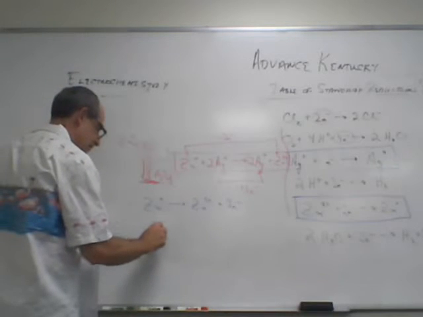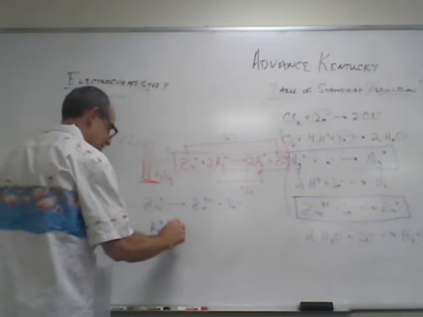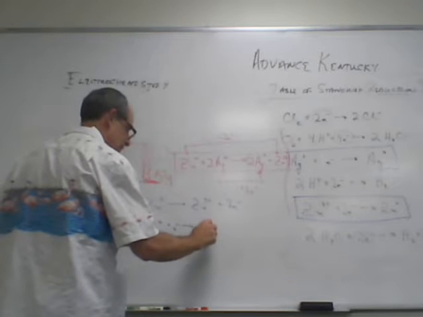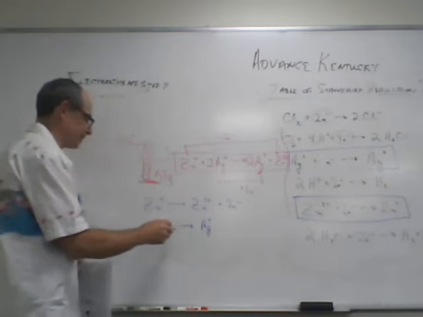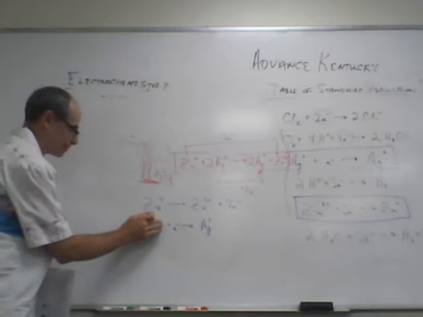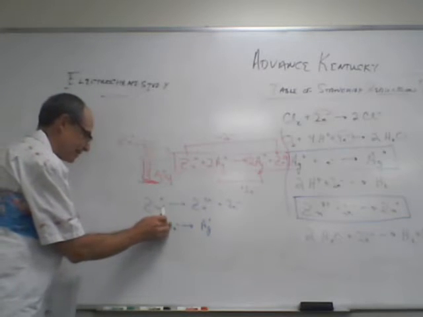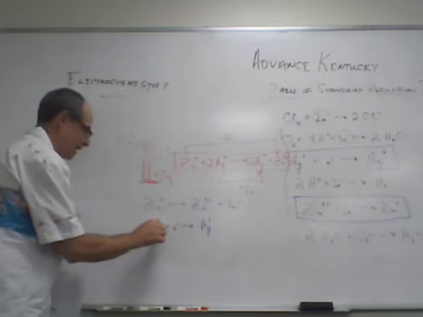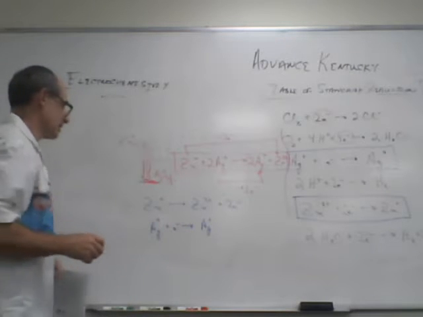We have silver ions plus 1 electron going to silver atoms. And now that I've written these two half reactions separately, be careful: this plus is the charge on the ion, and this plus just tells me we're adding the electron to the silver ion.